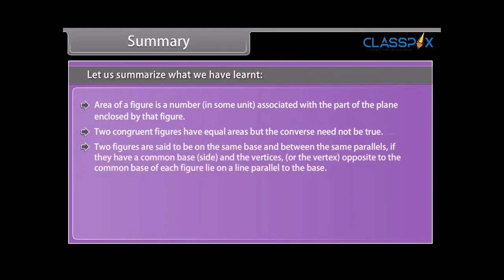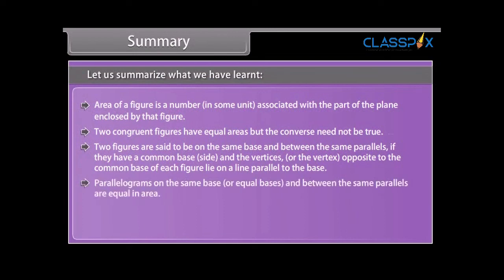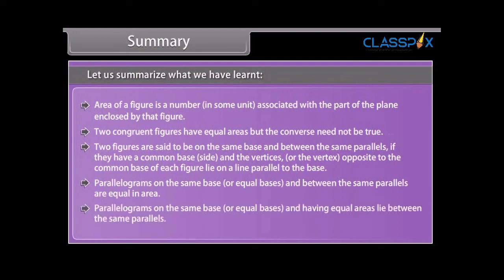Two figures are said to be on the same base and between the same parallels if they have a common base, side, and the vertices or the vertex opposite to the common base of each figure lie on a line parallel to the base. Parallelograms on the same base or equal bases and between the same parallels are equal in area. Parallelograms on the same base or equal bases and having equal areas lie between the same parallels.